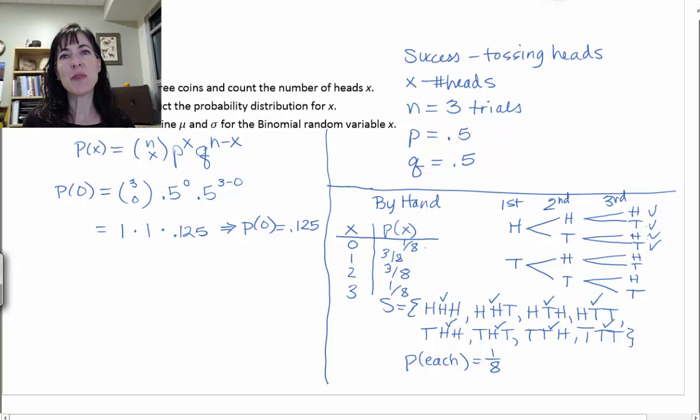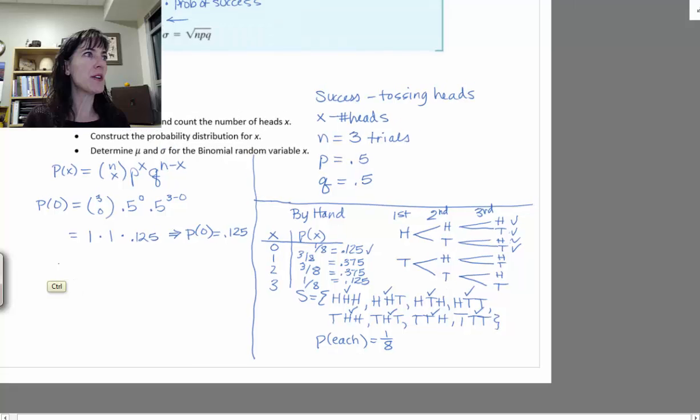Now, wouldn't it be nice to know if 1/8 and 0.125 were the same? Well, they are. I could divide it out on my calculator. That does come to 0.125. And 3/8 comes to 0.375. So it looks like I've gotten the same values that I got from working it out by hand by using this probability distribution formula. So that's kind of cool.